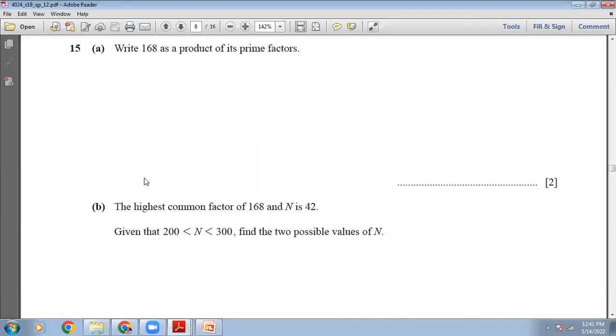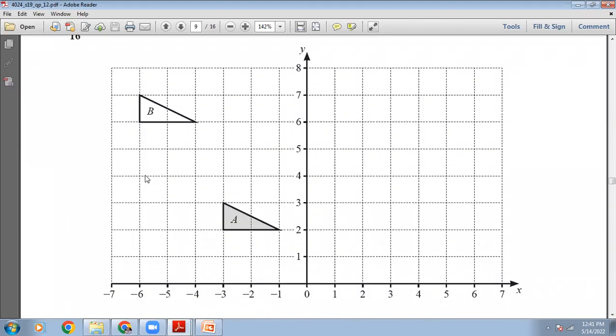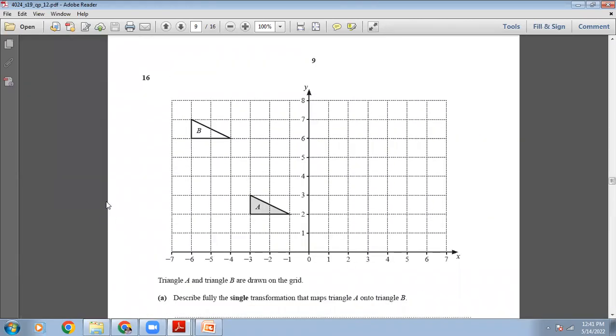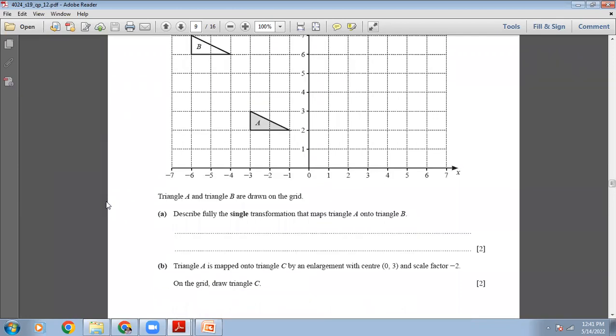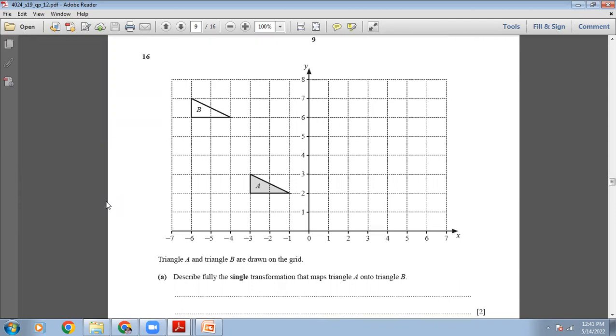So question number 16 is coming up on your screen. Here we have question number 16: the triangle A and the triangle B are drawn on the grid. Describe fully the single transformation that maps triangle A onto triangle B. You can see that the size of triangle B and A is the same. The orientation of both the triangles is the same. So only the triangle has moved and it has reached triangle B.